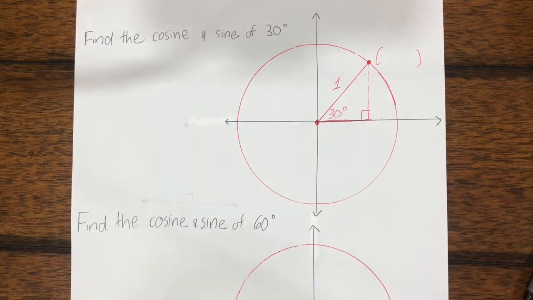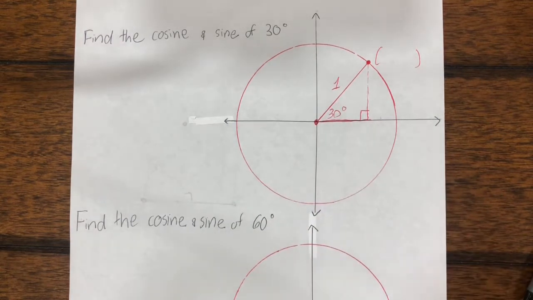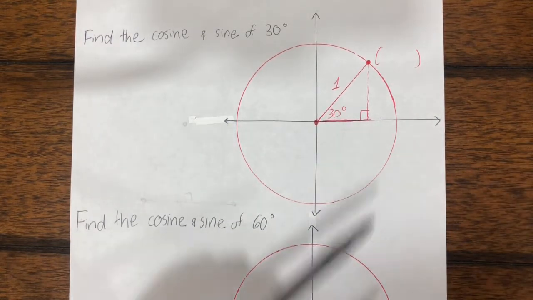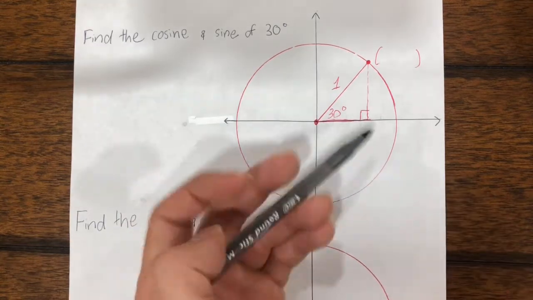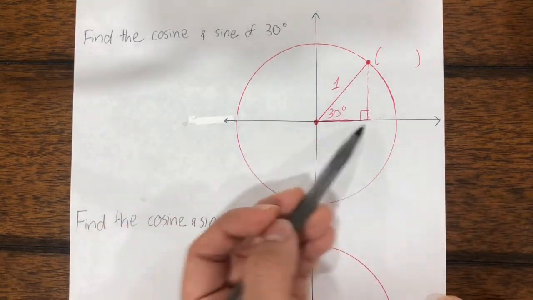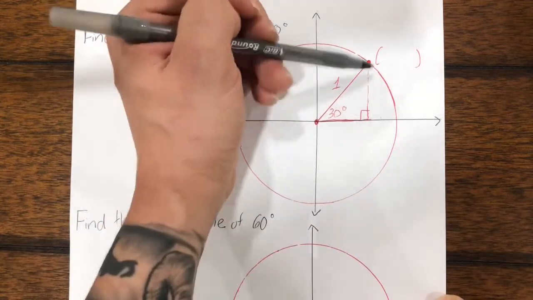So what I want to do is figure out what my x and y coordinate is when theta equals 30. So what we can do is use the technique of special right triangles that you guys have already done and apply it to figure out the x and y coordinate for 30 degrees. So we have this side, which represents the x value, and this side, which represents the y value.